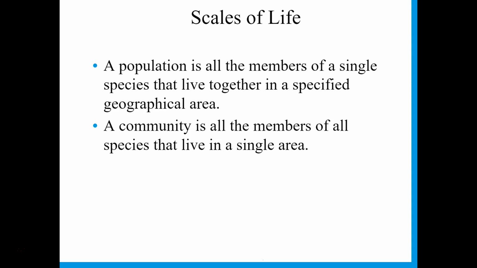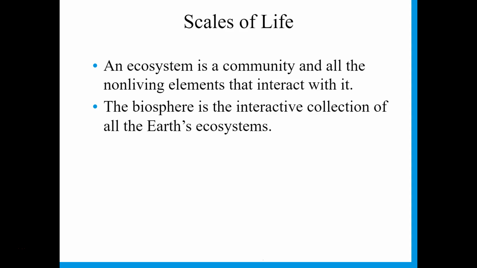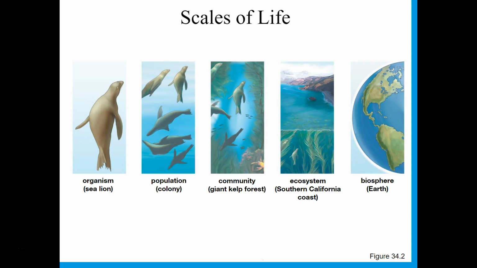So let's go back a level. So you have populations, which are all the members of a single species. You have communities, which are all members of all species in an area. Then you have ecosystems, which are the communities and the non-living elements. And then you have the biosphere, which is all of Earth's ecosystems.